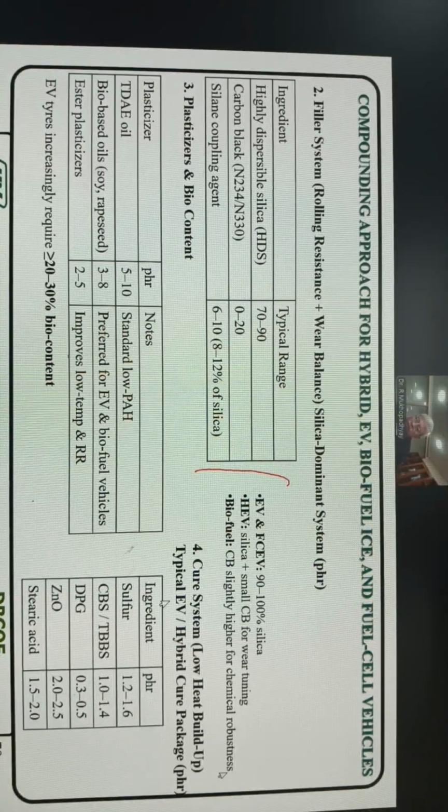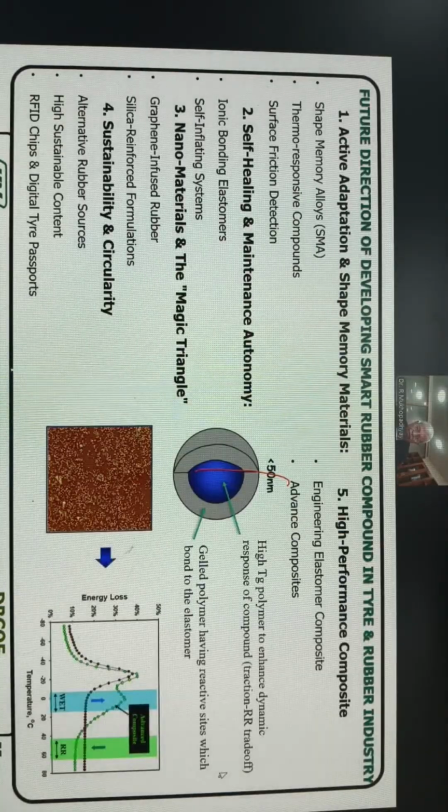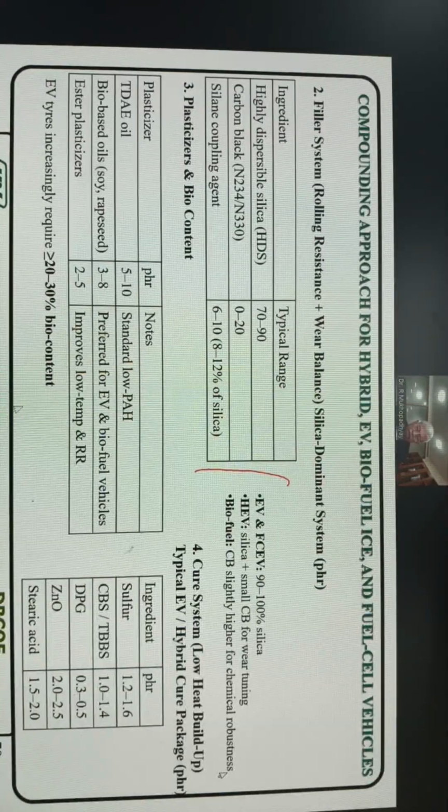In case of a cure system, if you look at the sulfur, CBS, DPG, zinc oxide, stearic acid, what you do, that you have to optimize. Sometimes you can go with the typical EV or hybrid cure package, the same package mentioned here can be followed here as well. But in case of EV tire, let me be very clear, sustainable content of about 20 to 30% bio content minimum is required. That is the demand of the OEM.